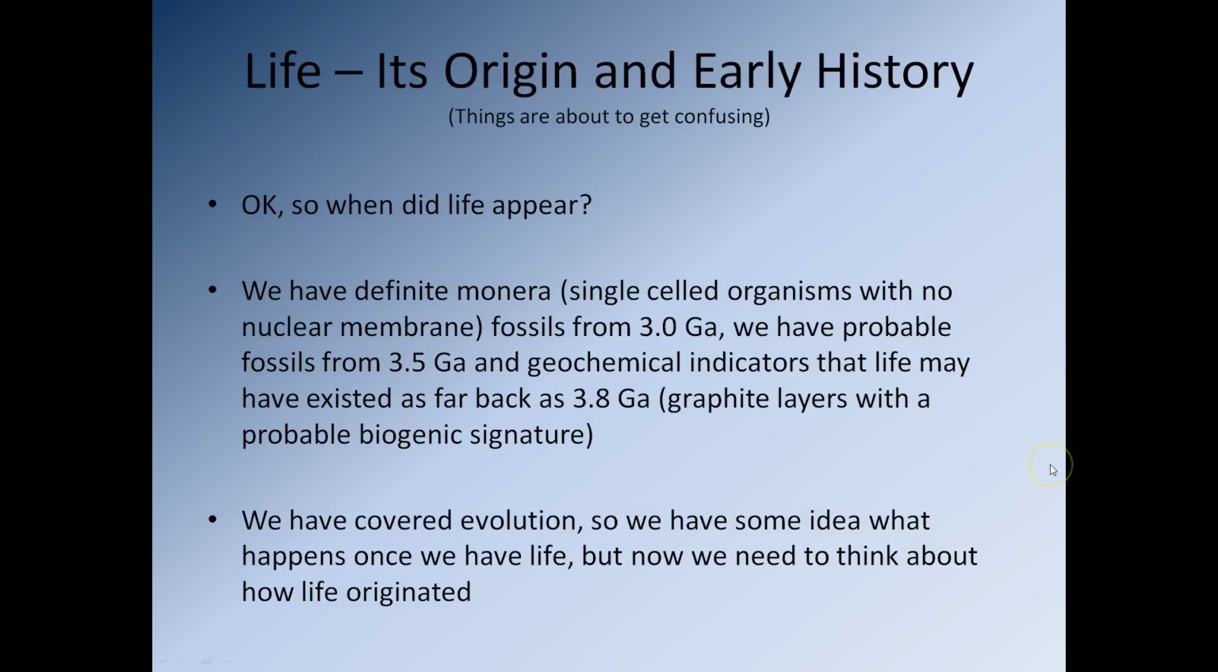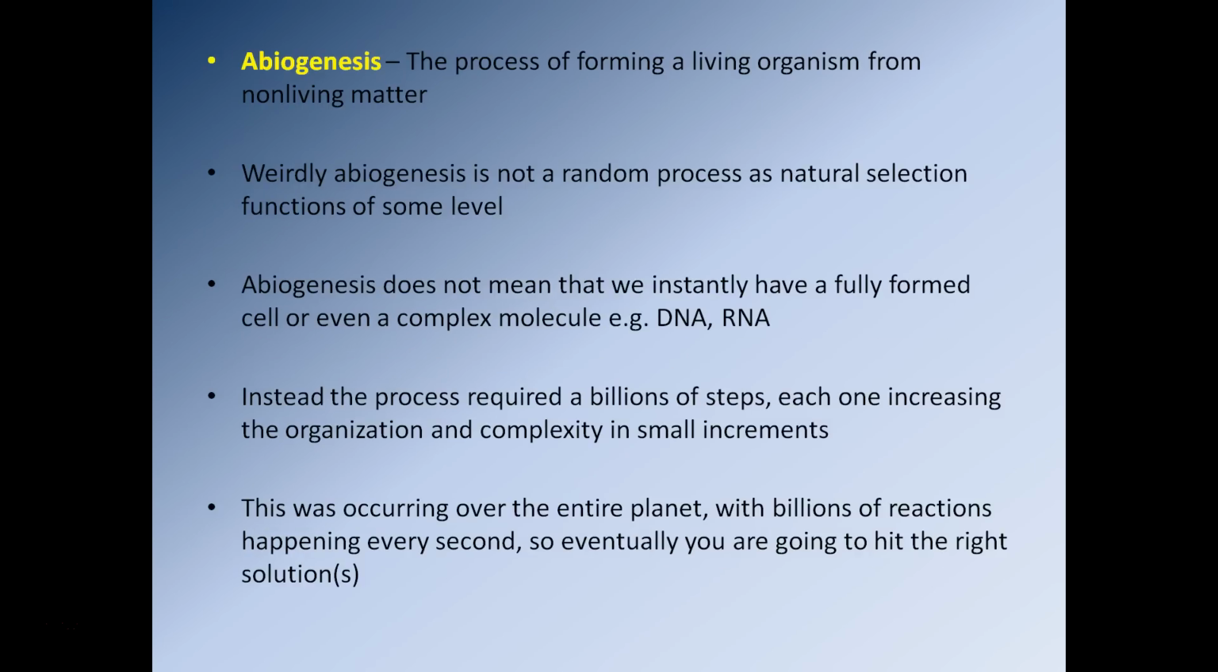So we've covered evolution, so we have some idea what happens once we have life. But we need to think about how life actually originated. Okay, so the first stage is the process of abiogenesis. So this is the process of forming a living organism from non-living matter. So weirdly, abiogenesis is not actually a random process, as natural selection functions at some level. So some abiogenic reactions will be successful, some abiogenic reactions will be unsuccessful. So essentially there is a natural selection to that process.